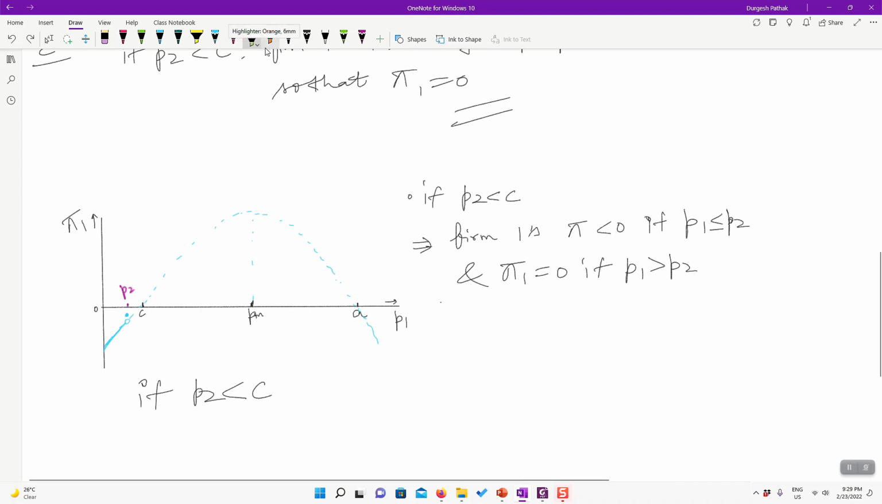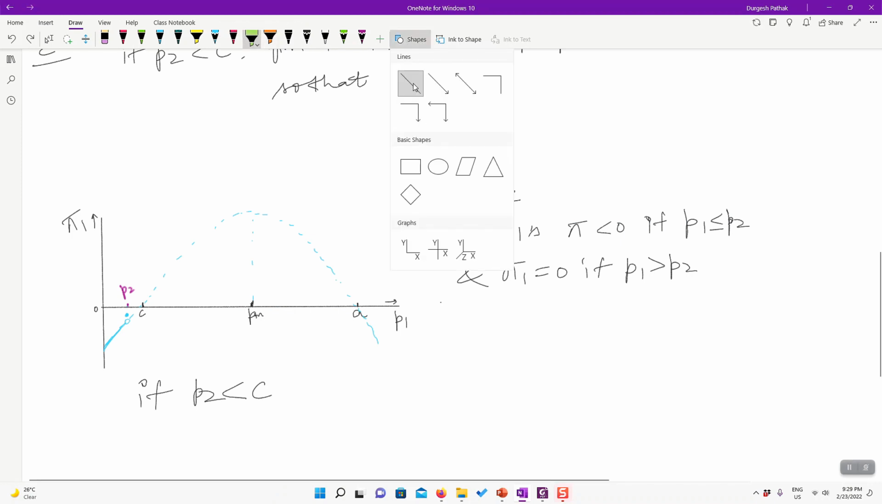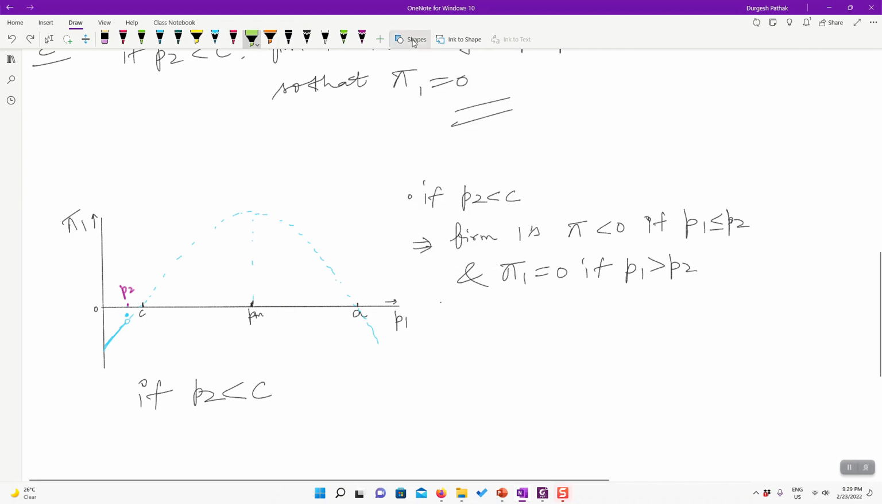So let's plot the profit function of Firm 1 here. I take this particular color, let's say green. So this is like this. See here, this point P2 will not be included. So there is a hollow circle here. It's not a solid disk. So this point is not included. So this is the profit function, the green line.